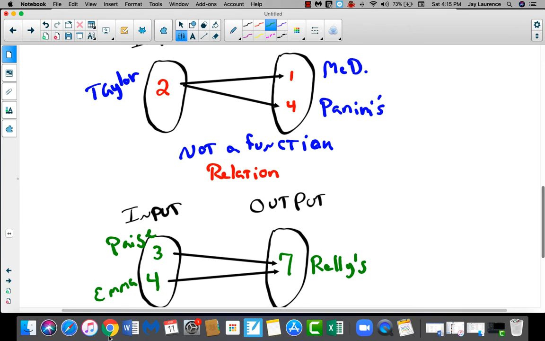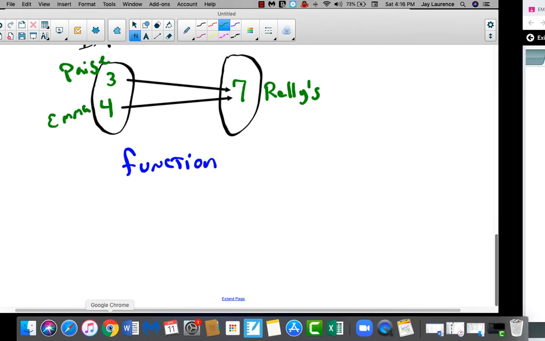Have you written that down? I've said it a couple times.